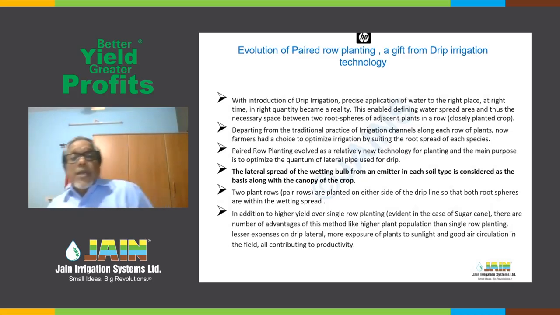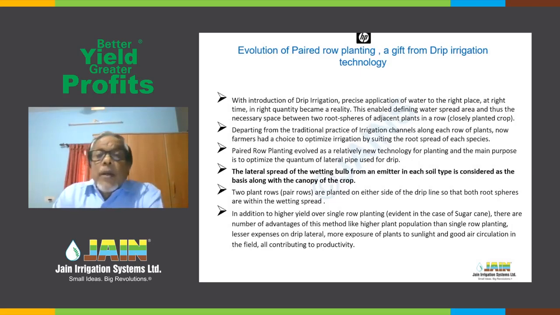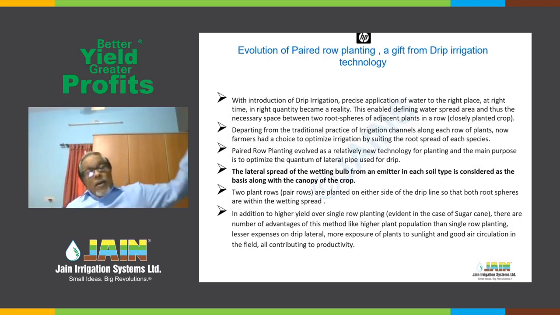With the introduction of drip irrigation, precise application of water to the right place, at the right time, in the right quantity became a reality. That we all know. This enabled defining the water spread area and thus helped determine the necessary space between the root spheres of adjacent plants in a row. Because the adjacent plants, in the case of sugarcane for example, their root systems will get mingled. So you will get a steady presence of roots throughout the entire length of the field, for the row with the next row, for the plant with the next plant.